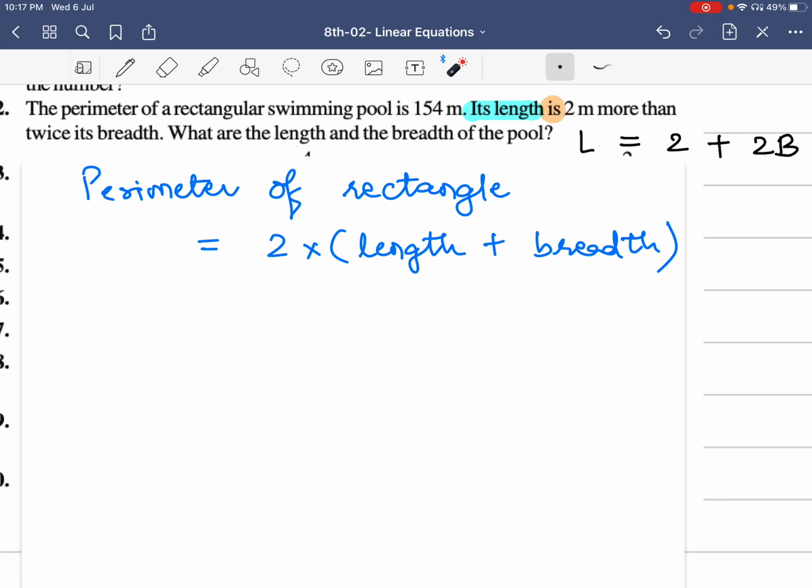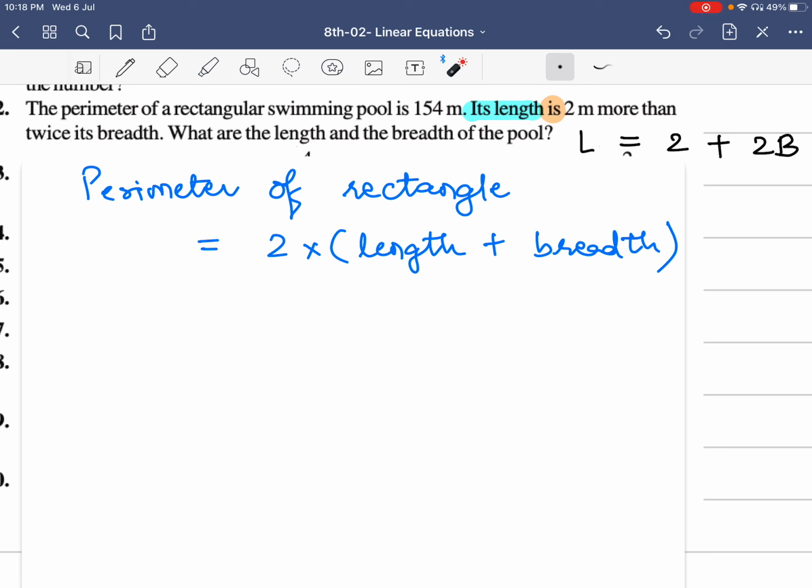So if L is the length of the rectangle and B is the breadth of the rectangle, then L is equal to 2 plus 2 times breadth. This is the most important statement in this entire problem, which gives us the relationship between length and the breadth. Otherwise, there are two unknowns in this equation. But now between these two unknowns, L and B, we have found an equation, and that relationship is given here in the second statement.